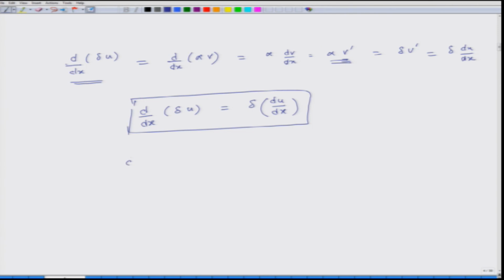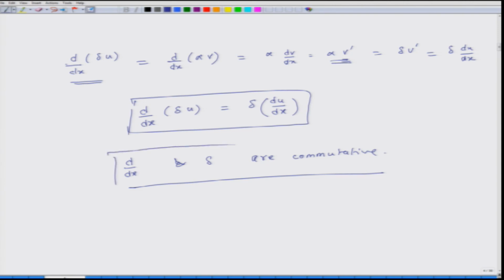Which means that d by dx is a mathematical operator and variation, this is also an operator, right, and they are commutative. So, either you do variation and then take the differential, or you take the differential and then take the variation, you will end up with the same answer. So, they are commutative. So, depending upon your ease, you can do this first and do that later, or vice versa.